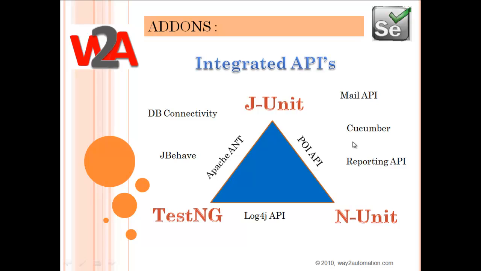And not only this, we can integrate other APIs in our Selenium project as well, right? We can integrate Java frameworks like JUnit, TestNG, and can use various other utilities like Excel reading through POI APIs, database connectivity, and we can use a mail API for sending mails, a reporting API, and also use behavior driven testing with the help of Cucumber and JBehave.